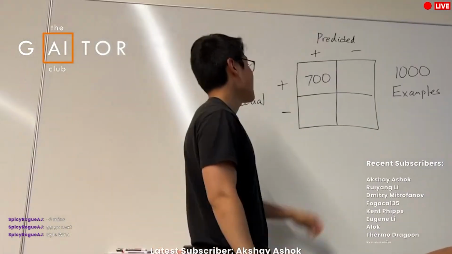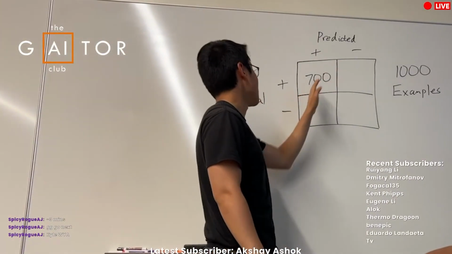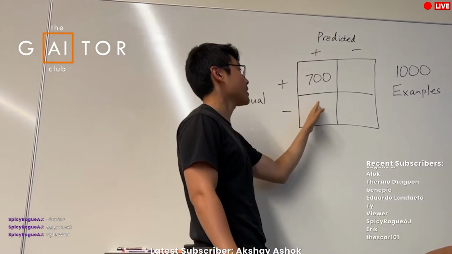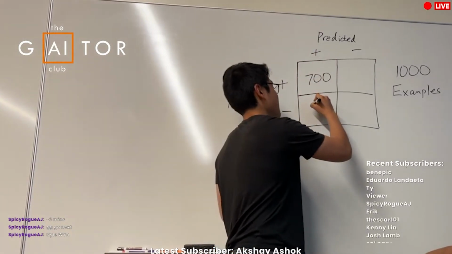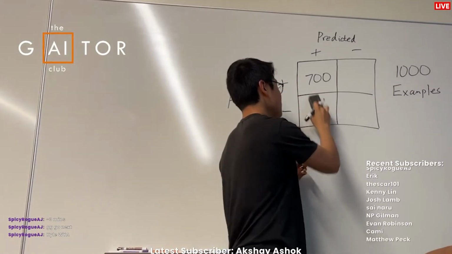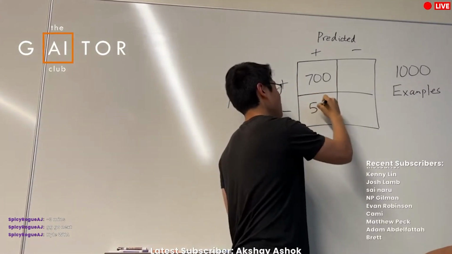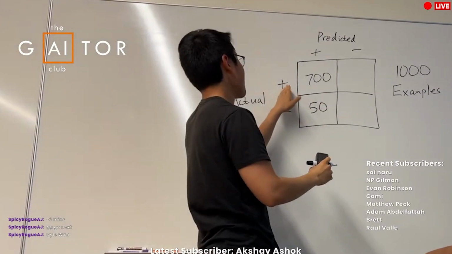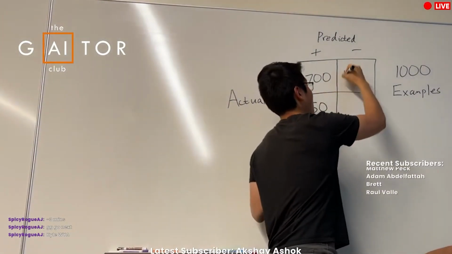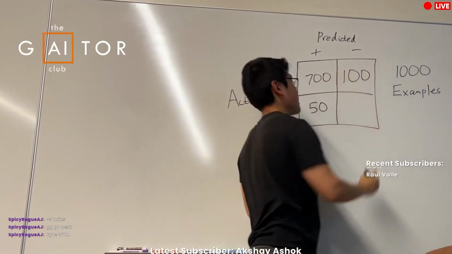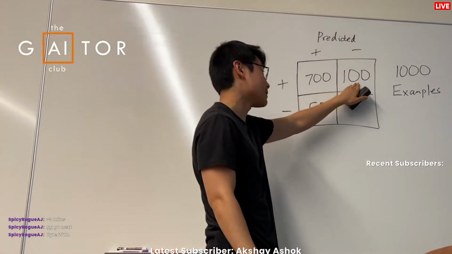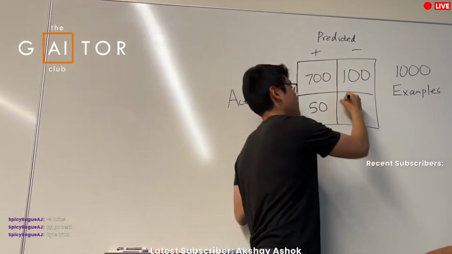And let's say when the actual is a negative class, but it predicts a positive class, this happens 50 times. When the actual is positive but predicts negative, let's say this is like 100 times. And then they need to add up to 1,000. So 700 plus 50 is 750, 750 plus 100 is 850. This needs to be 150.